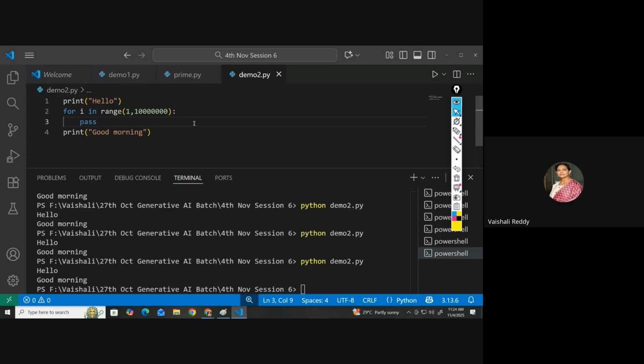So what will be the other way to print hello and good morning with one line space, two lines space between them? I'm not able to understand your question, Bhargav. What do you want to write?